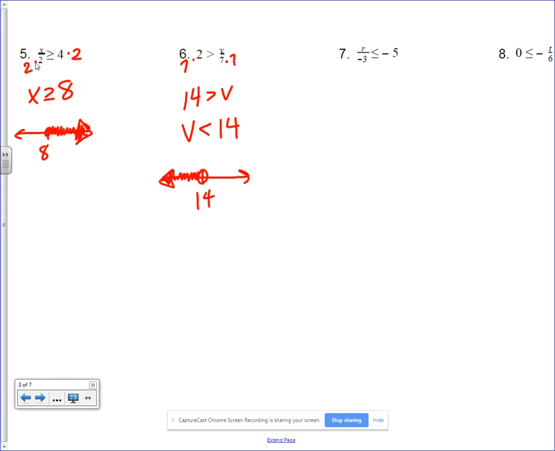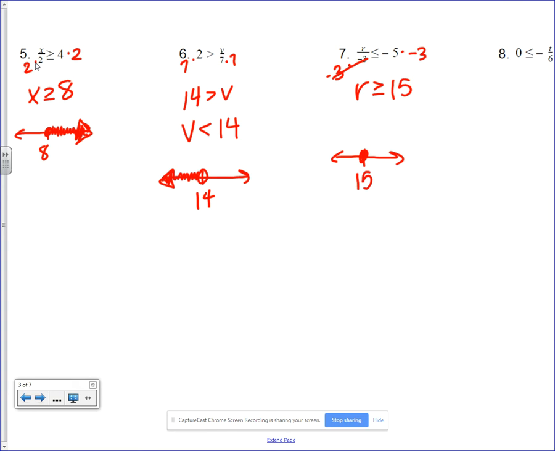All right, number 7. In order to isolate that r, I've got to multiply by -3. Now notice I just said multiply by -3. In the beginning of this, I told you when you multiply or divide by a negative, you have to flip that symbol over. So I flipped it. It looks like that. The variable comes first, so I'm good to go.